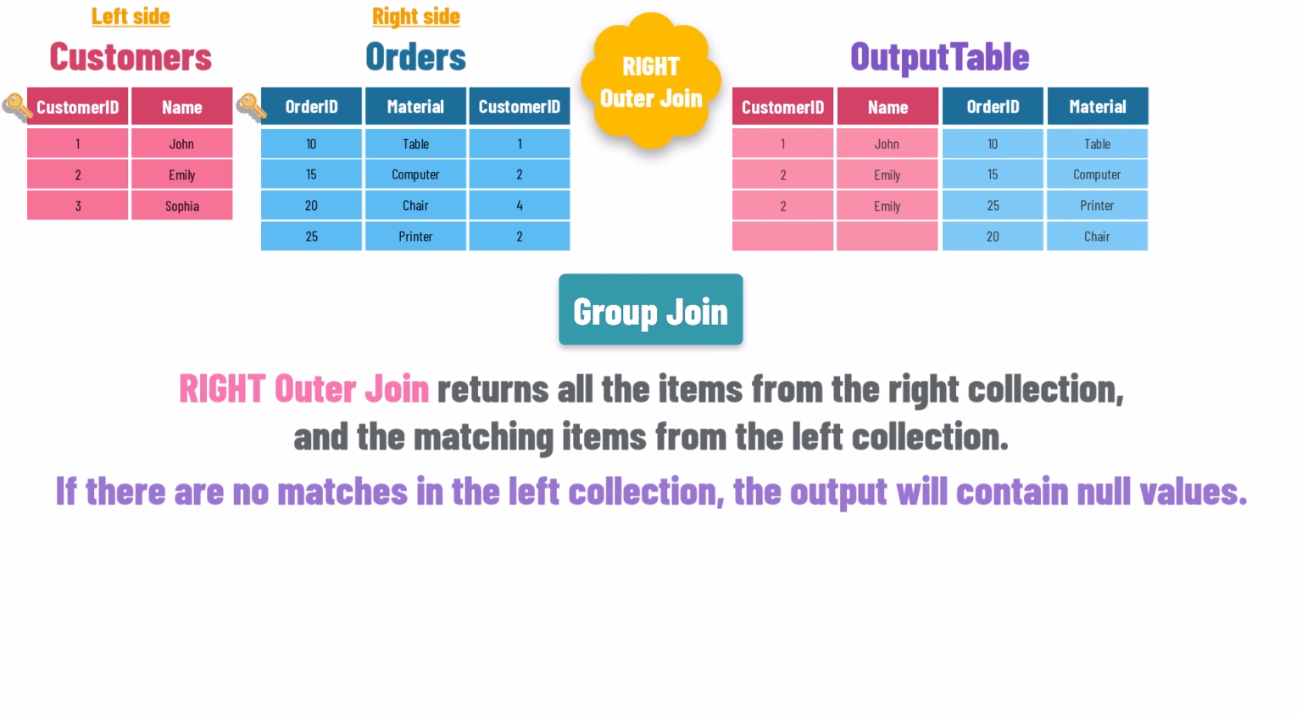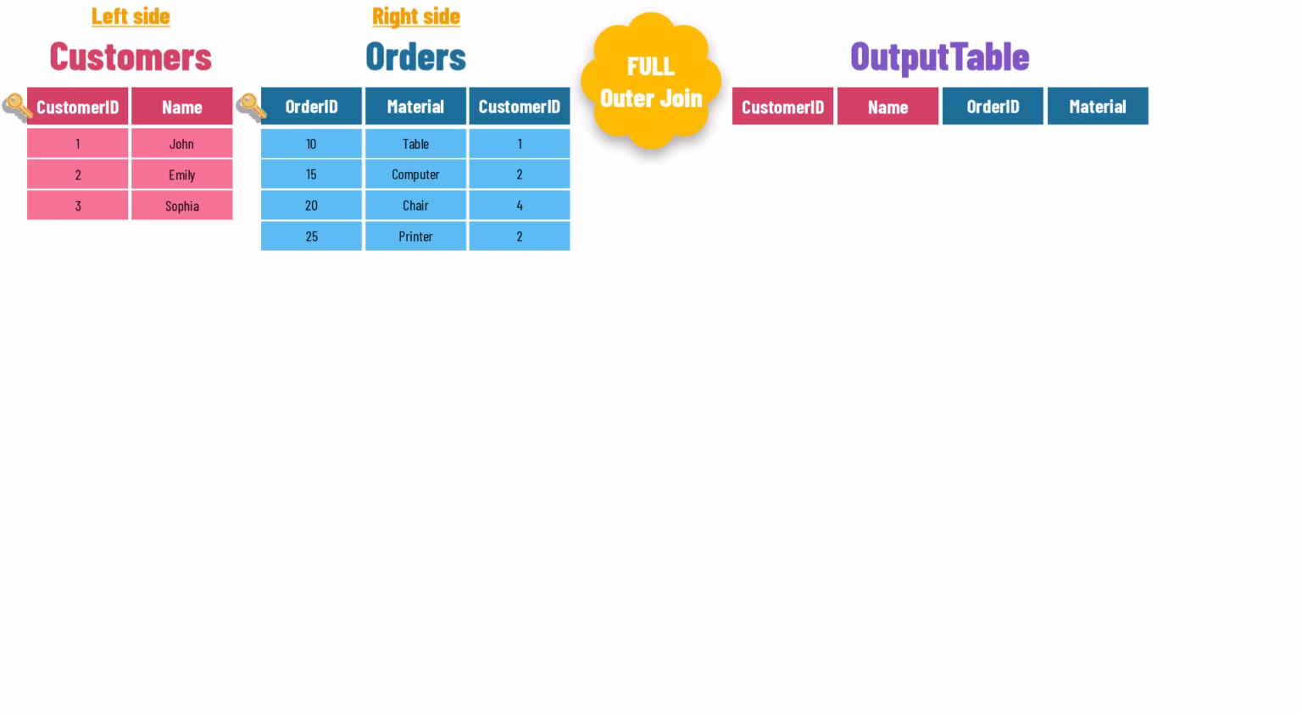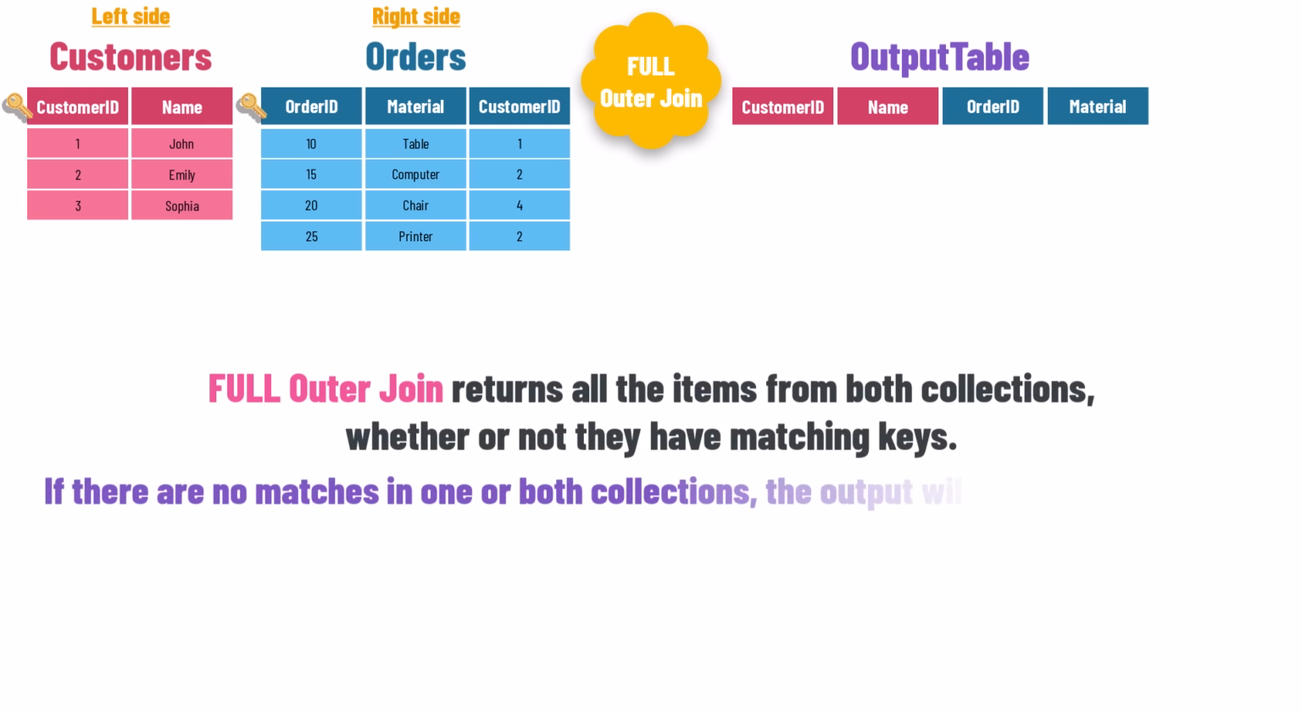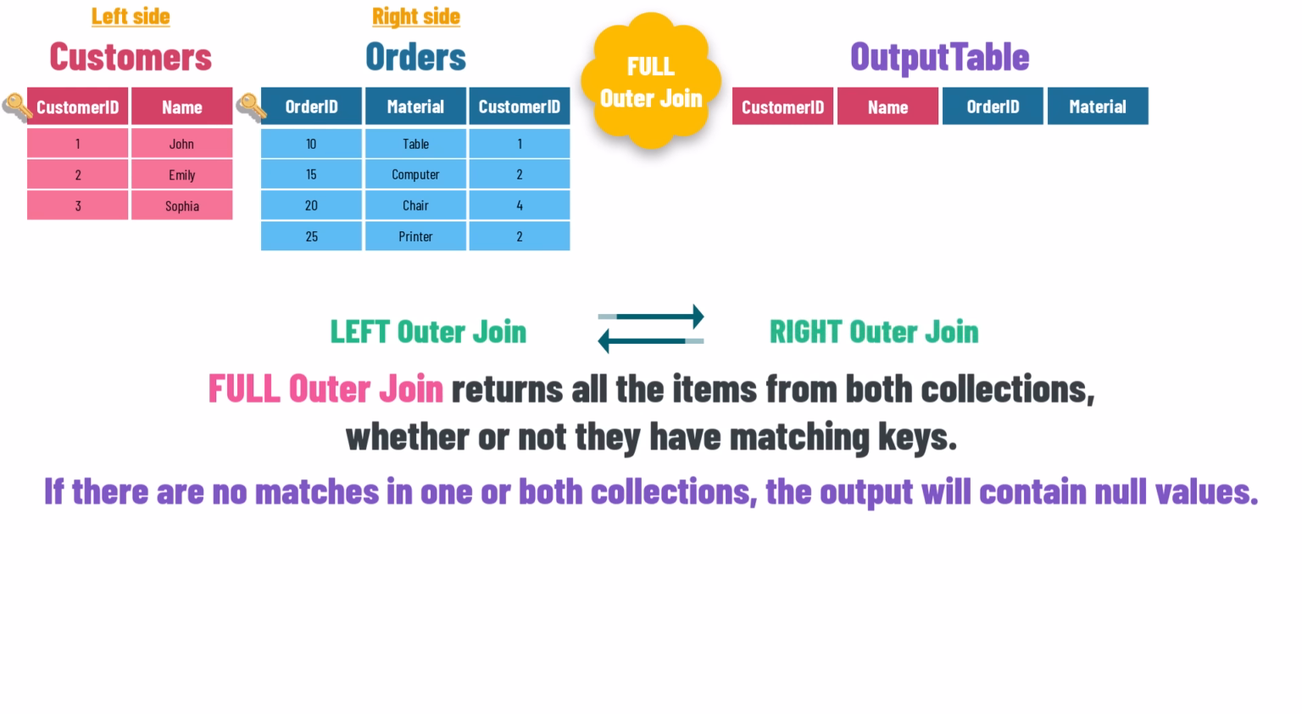Let's now check the last join type, full outer join. This join type returns all the items from both collections, whether or not they have matching keys. If there are no matches in one or both collections, the output will contain null values. In other words, full outer join is a combination of both join types, left outer join and right outer join. Let's check the result of full outer join.